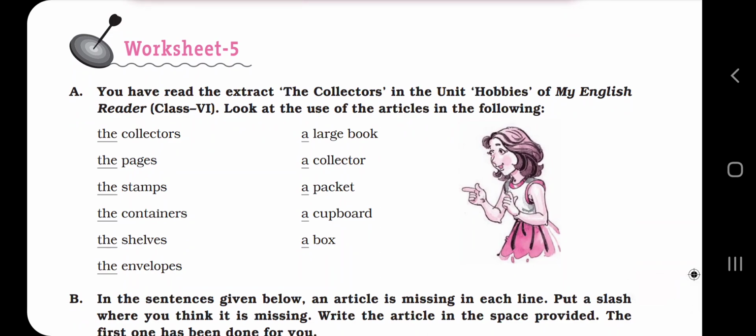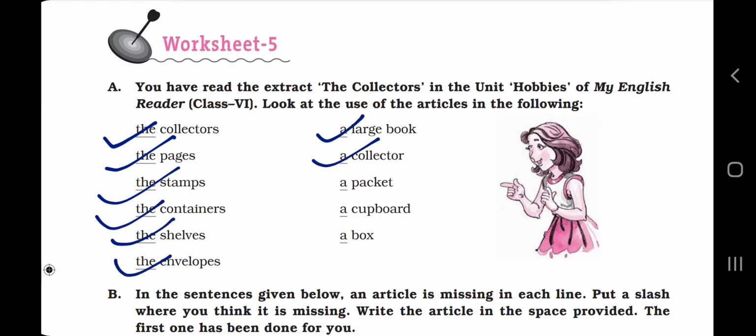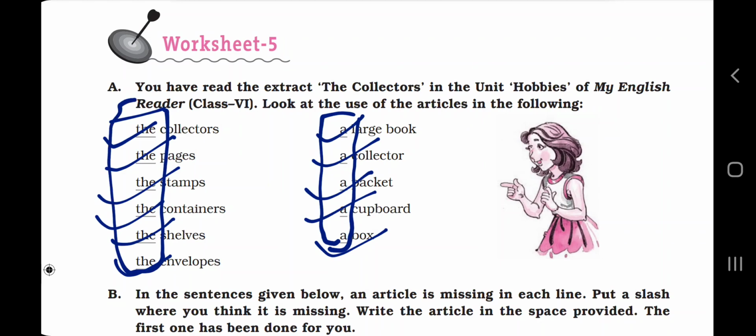You read the extract, the collectors in the unit Hobbies of My English Reader, class 6. Look at the use of articles in the following. Now see here: the collectors, the pages, the stamps, the container, the shelves, the envelopes, a large book, a collector, a packet, a cupboard, a box. So what is the difference? When a or an is used, it is indefinite, whereas when we talk about it in the same context, it becomes definite, so we use the article the.